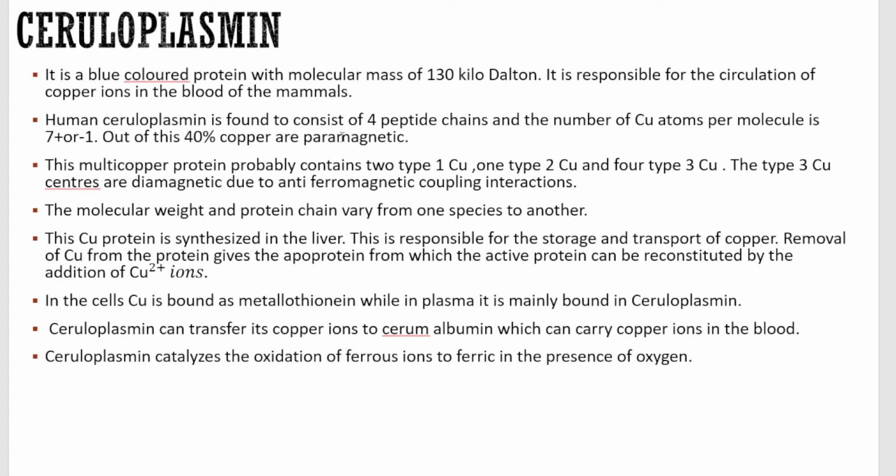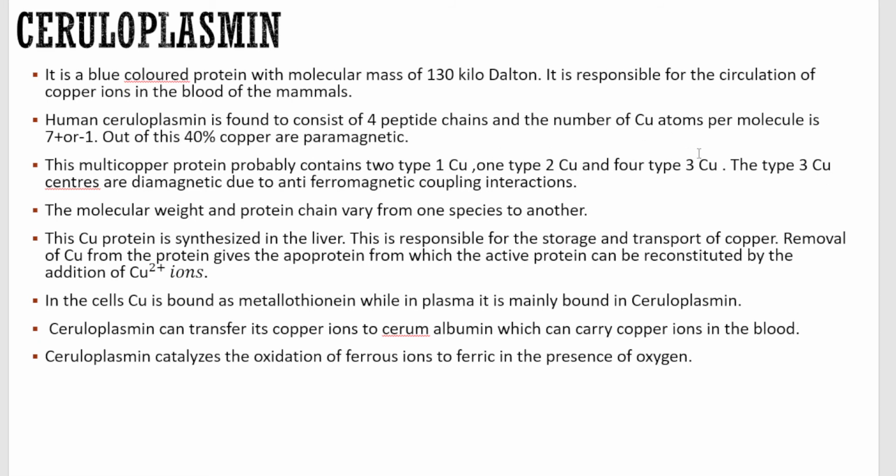Out of this, 40% of the copper atoms are paramagnetic in nature. This is a multi-copper protein, and it consists of not just one type of copper. Depending upon the oxidation state or structure of the copper atoms, it has three different types of copper: type 1 copper, type 2 copper, and type 3 copper. So it contains 2 type 1 copper, 1 type 2 copper, and 4 type 3 copper.